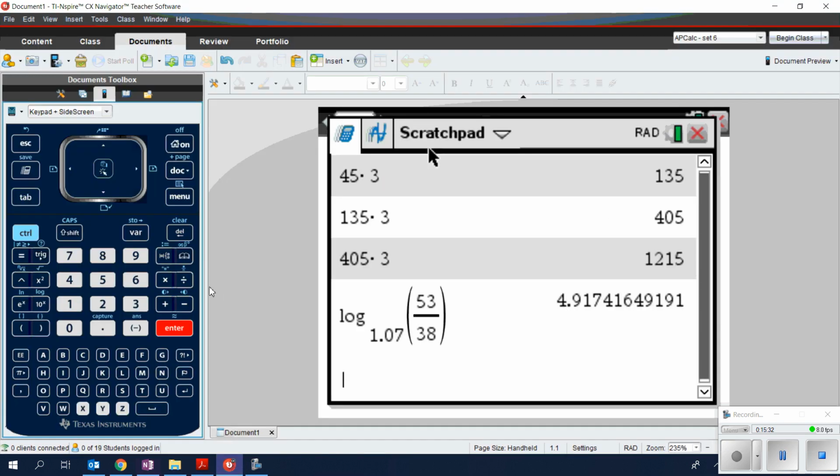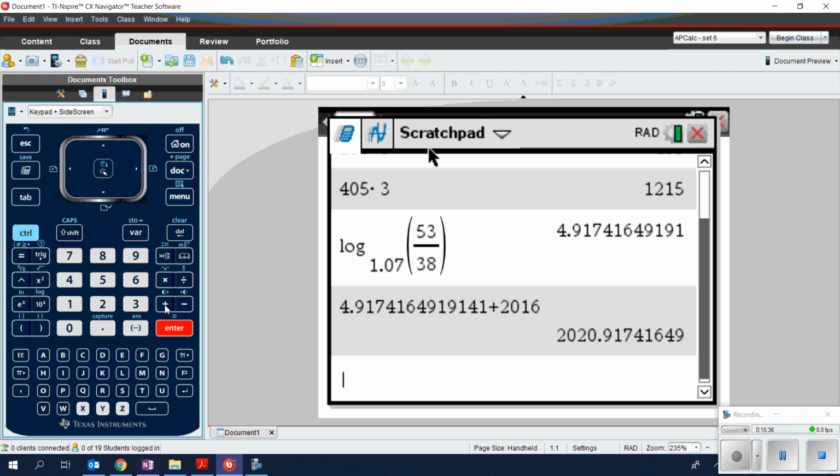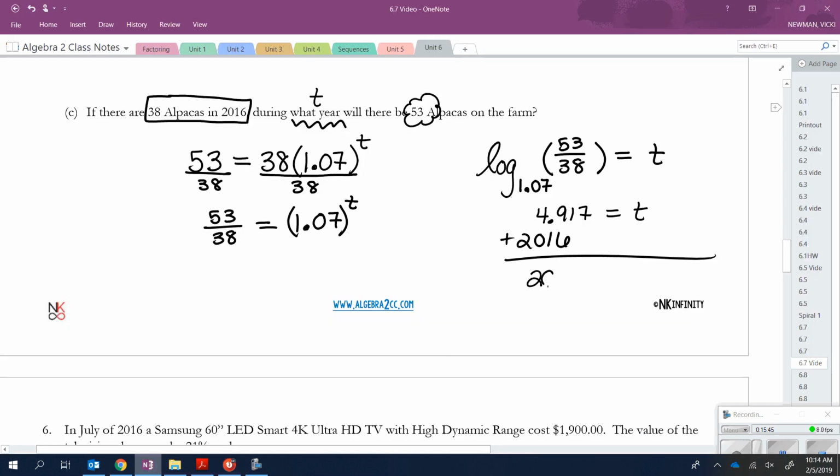Do it in the calculator because sometimes when you don't do it in the calculator, you do things that are weird. 2020. If you're 0.9 of the way through the year, are you still in 2020? So we say during 2020. Is that cool? All right.